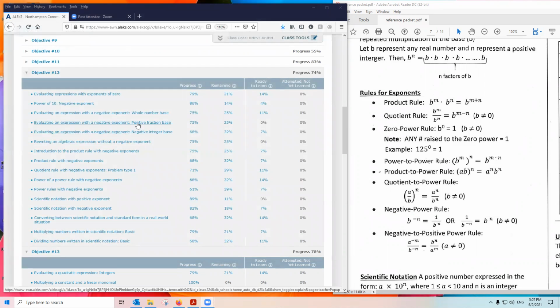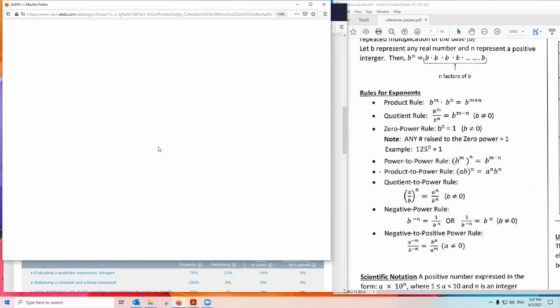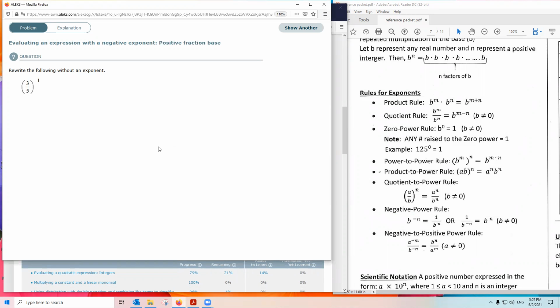Let's take a look at this one. This is a little different because this has a fraction to a negative exponent. Well, let me use this rule that says if you have a fraction to an exponent, you could take this exponent and apply it separately to the top and the bottom of the fraction. Let me give you an example of that.